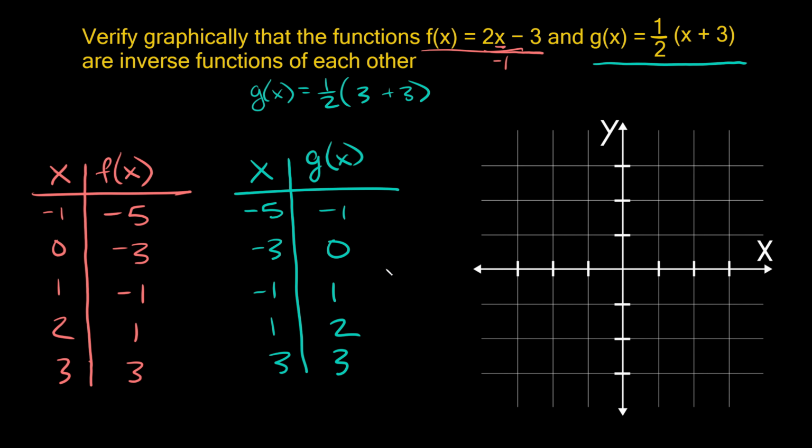So as you can see, all of our coordinates match all of these. They're just flipped like they're supposed to, right? So that means that f of x and g of x truly are inverse functions, okay?